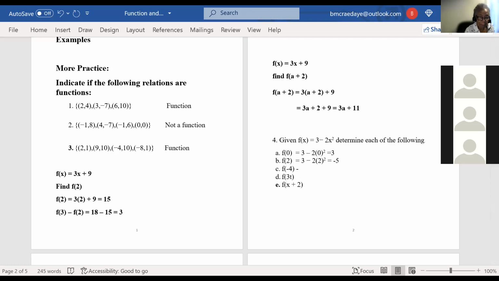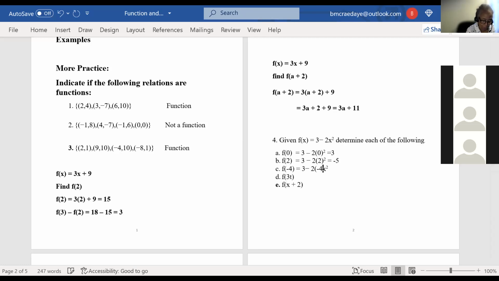Okay, I would put -4. Let's go back and say f of -4 would be equal to. Okay, and let's put the 3 minus 2x squared here. And where we see an x, we want to put a -4. So let's just put the -4 here. So Maureen, for the x, you're going to put what? -4.